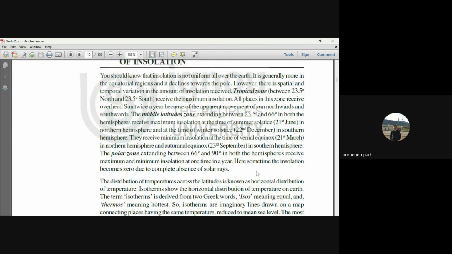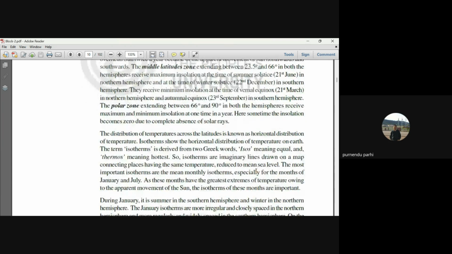They receive minimum insolation at the time of vernal equinox, that is 21st March in the northern hemisphere, and autumnal equinox, 23rd September in the southern hemisphere. The polar zone extending between 66 degrees and 90 degrees in both hemispheres receives maximum and minimum insolation at one time in a year. Here sometimes the insolation becomes zero due to the complete absence of solar rays.